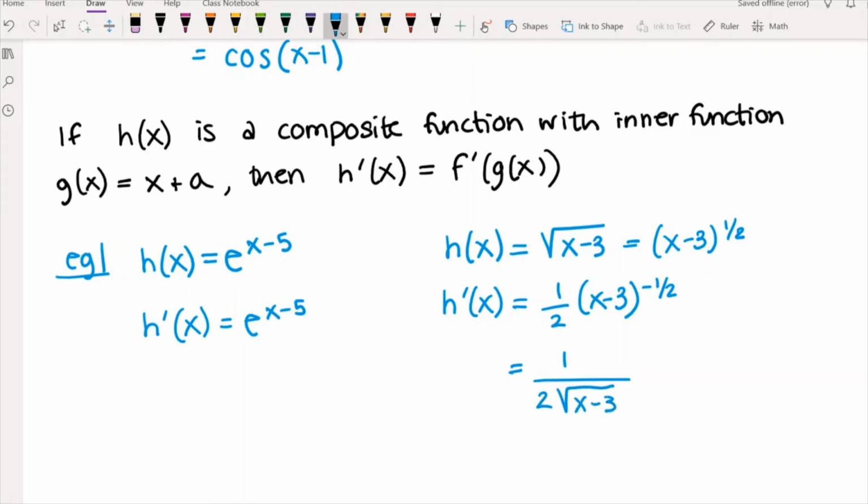So I just wanted to bring these up so that when you see them, you can recognize that it's a little less work. You can just do the derivative of the outside function, and that's really all you have to do.